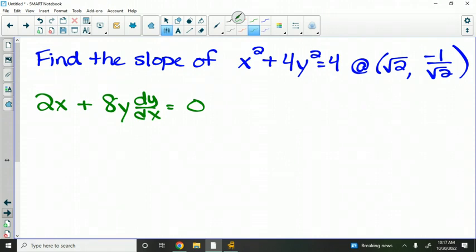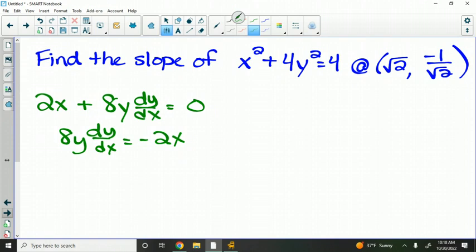Okay, now just an algebraic commentary. If you want to move your dy dx's to the right and your non-dy dx on the left, that's fine. Mathematically, I just like patterns, so I always keep my dy dx's on the left. It will be equivalently the same, but if you move your dy dx's to the other side, all your signs will be exactly opposite of mine. It'll still mean the same thing. All the signs will just be opposite. So I'm going to move my 2x over and get 8y dy dx equals negative 2x.